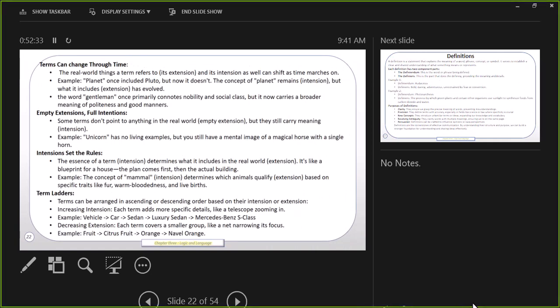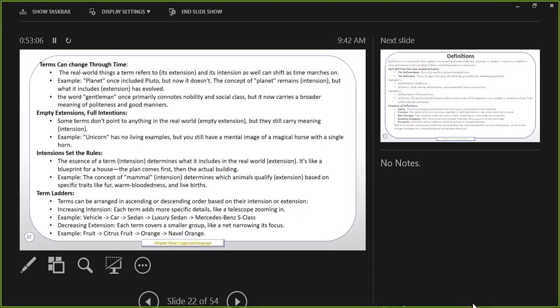The real world things a term refers to, its extension, and its intention as well, can shift as time marches on. Example: planet once included what? Pluto, but now it doesn't, right? The concept of planet remains, its intention, but what its extension includes has evolved. The word gentleman once connoted nobility in social class, but it now carries a broader meaning of politeness and good manners. So both intentional and extensional meaning can change over time.